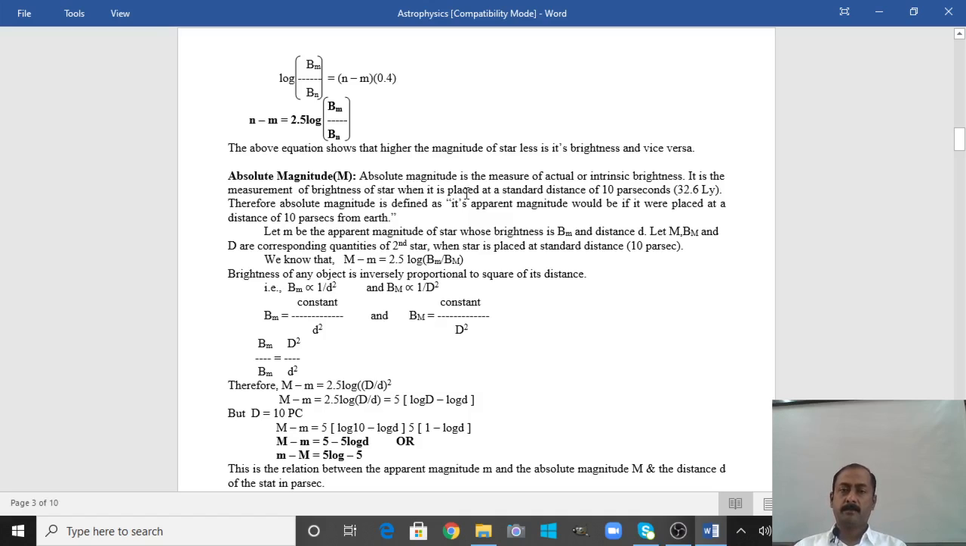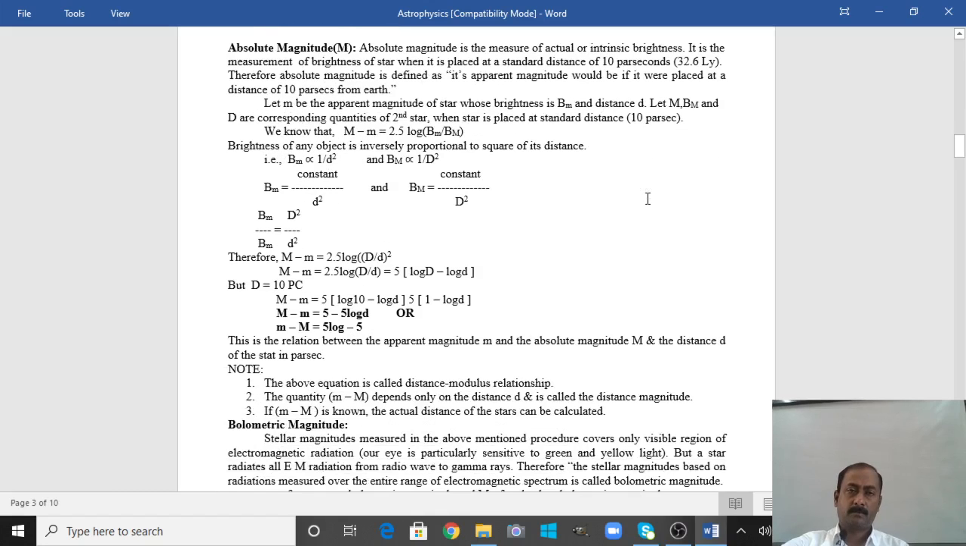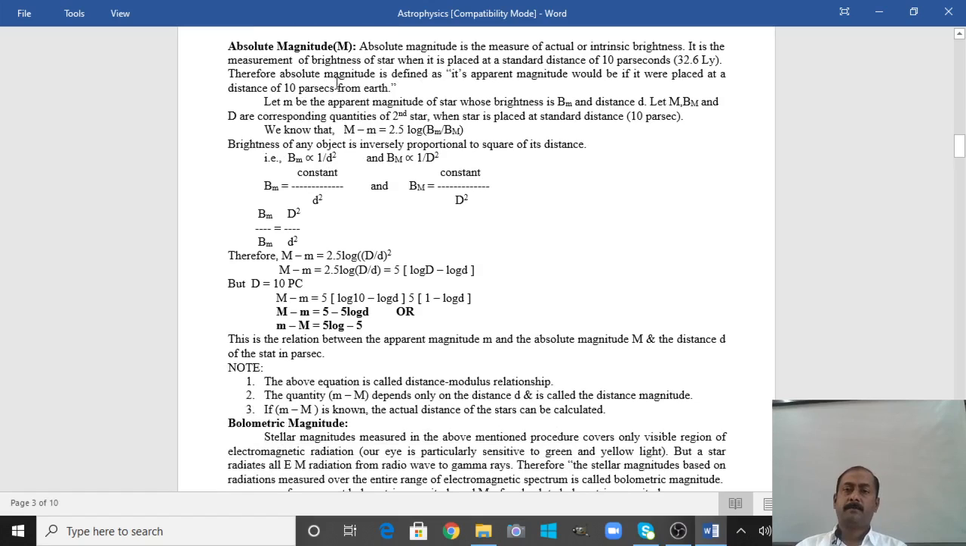Absolute magnitude is the measure of actual or intrinsic brightness of the star. It is the measurement of brightness of a star when it is placed at a distance of 10 parsecs, that means 32.6 light years. Therefore, absolute magnitude is defined as what its apparent magnitude would be if it were placed at a distance of 10 parsecs from the earth.